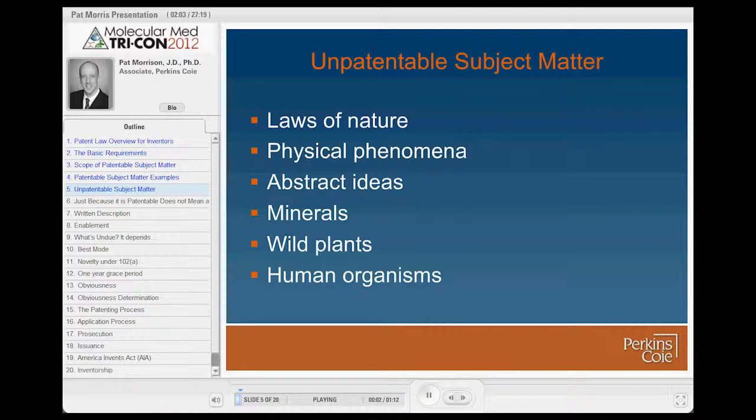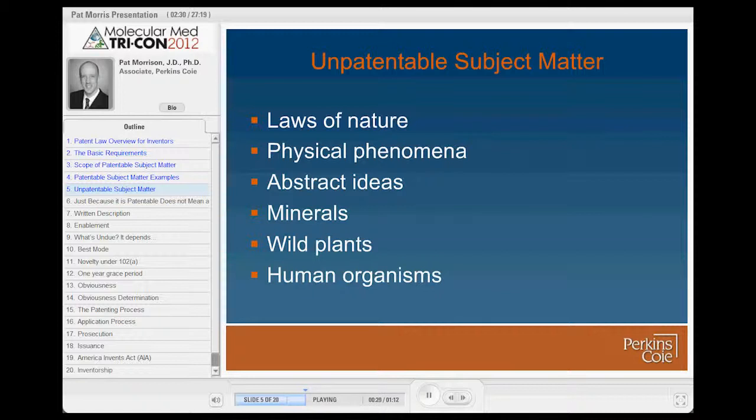Most of these don't really come up much in the field of biotech. These are actually much more commonly issues in computers, electrical engineering, that sort of thing. So you can't patent laws of nature. You couldn't patent something relating to how gravity acts on a certain object. Abstract ideas, you can't really patent E equals MC squared. Naturally occurring minerals, wild plants, that sort of thing. And this last one, human organisms, I'll actually mention several times in here.